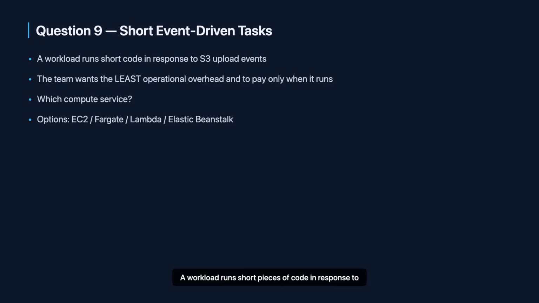Question 9. A workload runs short pieces of code in response to S3 upload events. The team wants the least operational overhead and wants to pay only when the code actually runs. Which compute service? EC2, Fargate, Lambda, or Elastic Beanstalk? Notice the qualifier, least operational overhead, paired with short, event-driven, and pay only when it runs.